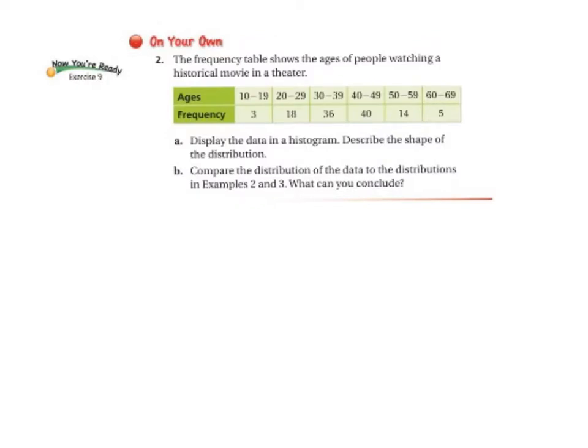At the bottom of page 453 is another on-your-own problem that we are going to do together. What that means by doing it together is not that you sit there and watch it, but that you write this in your notebook, and we do it together so that you have this for reference when you do the practice problems. It says the frequency table shows the ages of people watching a historical movie in a theater. Display the data in a histogram and describe the shape of the distribution. So we are going to do that. I'm going to show you what your histogram should look like, and you need to actually draw your histogram in your notebook.